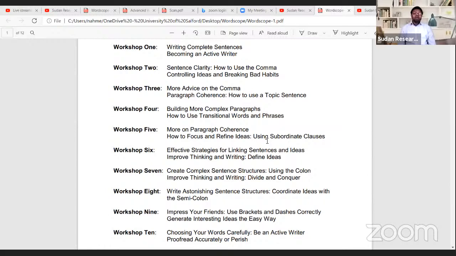And then the third one today, we have done the first part of the third lecture, but we have combined all those lectures in workshop 2, which means we have done more advice on commas. Next time I will do something called paragraph coherence and how to use a topic sentence. That's the most important thing.